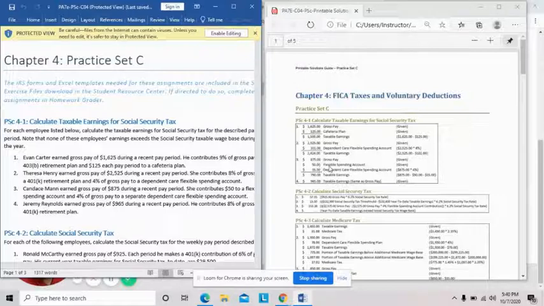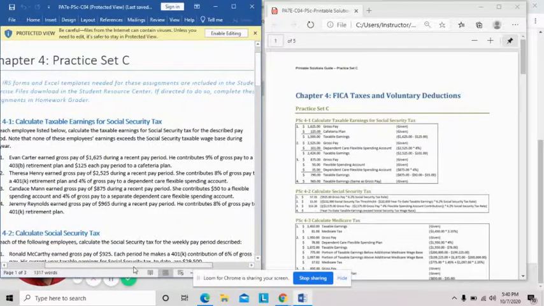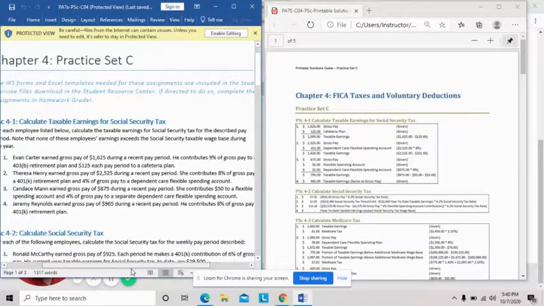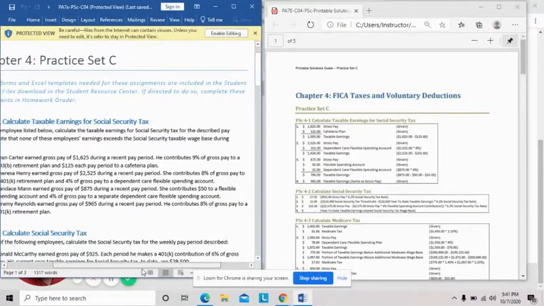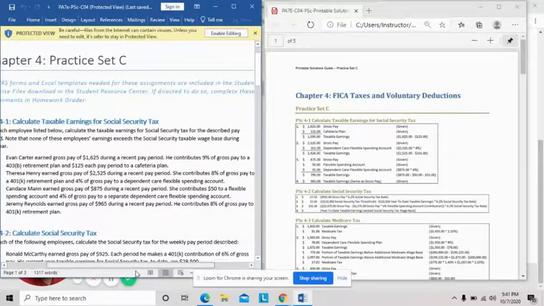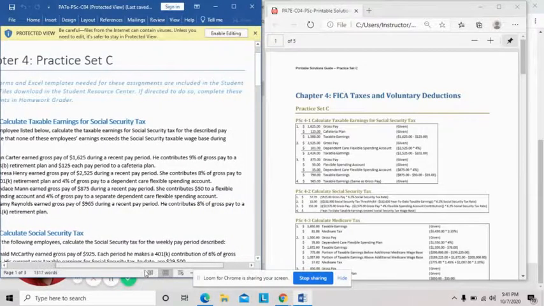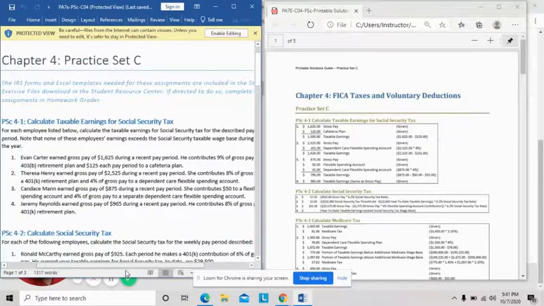Number 3 is the same way. The flexible spending account is given. If you see number 3, that's given here. Since Candice Mann contributes $50 to the flexible spending account, and you find 4% for the dependent care flexible spending plan, you get taxable earnings of $790. And in number 4, we're just given the gross pay. We're not calculating the 401k, so we just take the gross pay of $965, and that would be your answer for that.